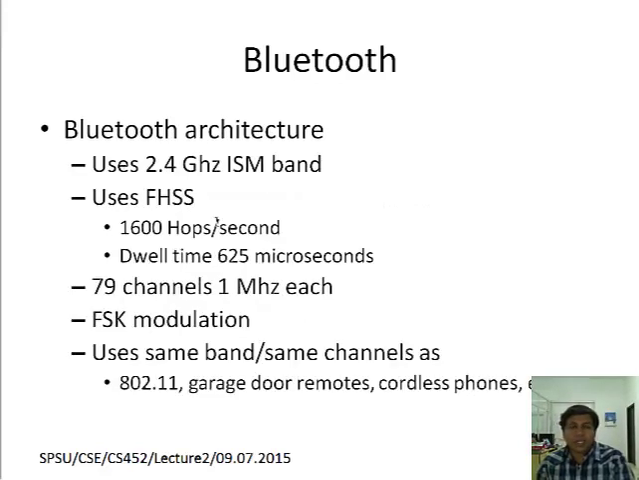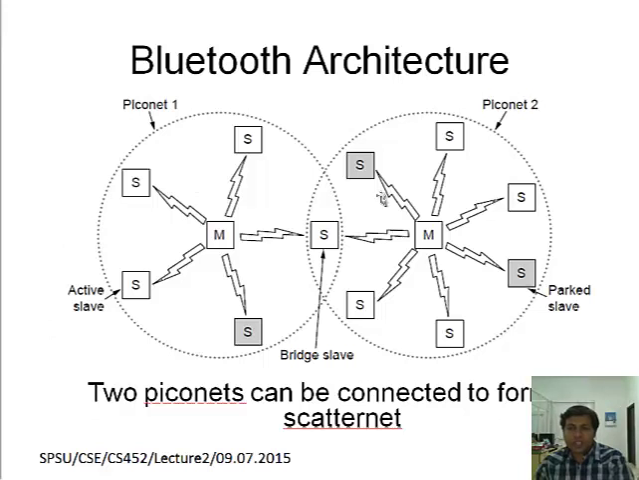Now, when we talk about Bluetooth architecture, we have already mentioned that Bluetooth uses a 2.4 gigahertz ISM band, and it uses FHSS. In the previous class we discussed what FHSS is. So this is the specification: 79 channels with 1 megahertz each can be connected with FSK modulation. Now this is all about Bluetooth architecture.